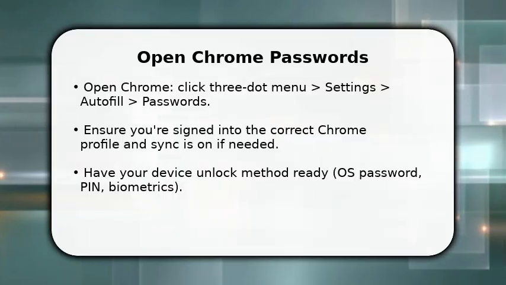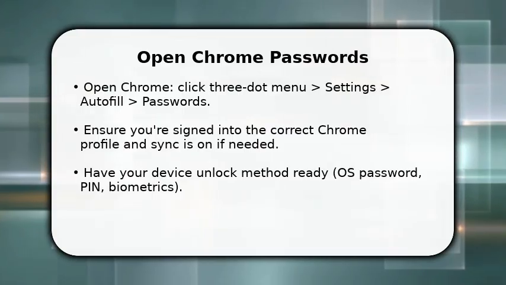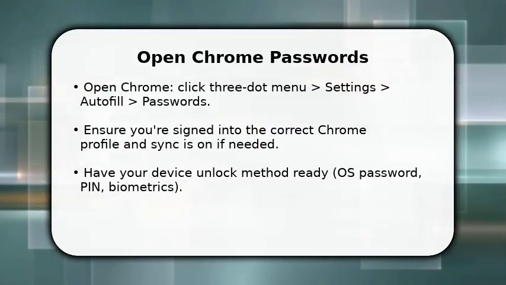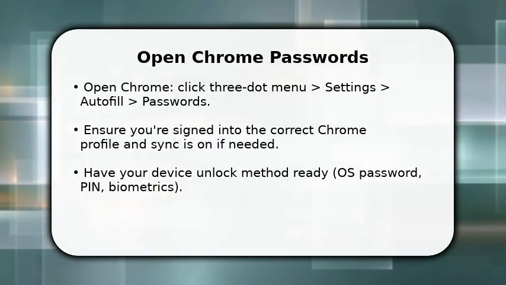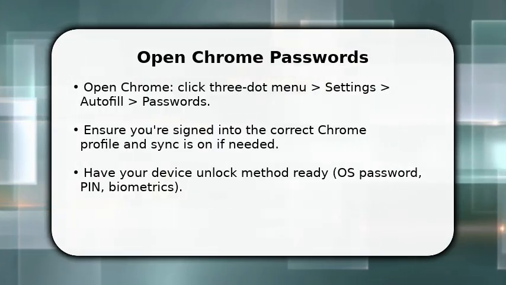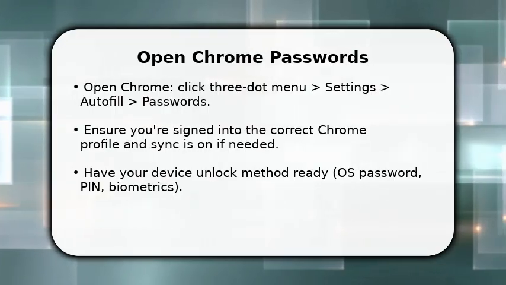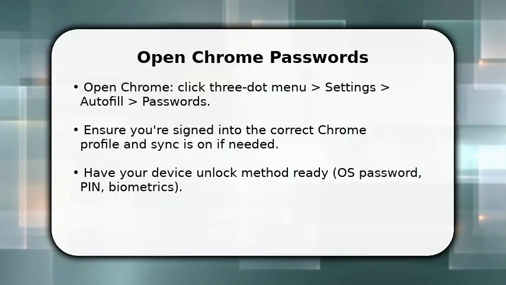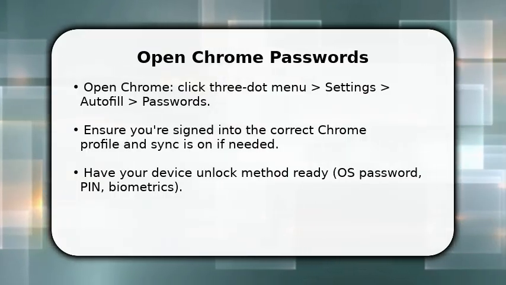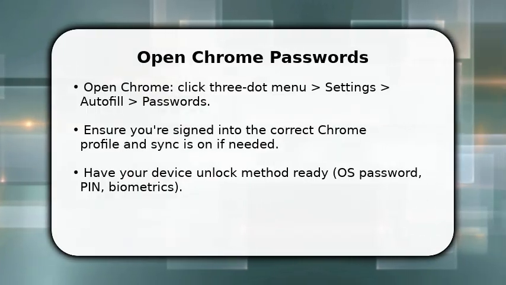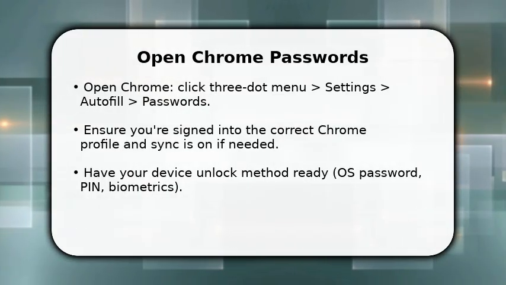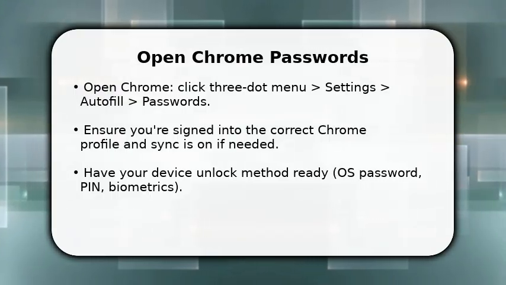You start by opening Chrome and jumping straight to Settings, then Autofill and Passwords. This is where the export control lives. Once there, make sure you're in the right profile and that sync is enabled if you want exported items to match your account. You'll be prompted to confirm your identity, so have your device password, PIN, or fingerprint ready. Doing this now avoids interruptions later and ensures you export the exact set of credentials you intend.